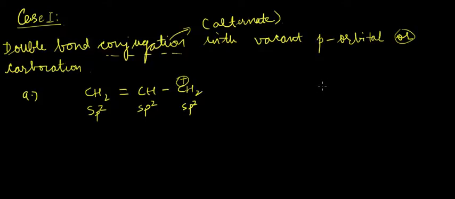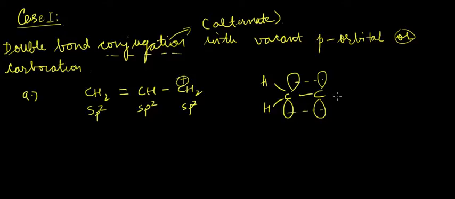So if we actually see this structure, it is something like this. We have C here, C, and a p orbital here. There is a bond between these two p orbitals, and we have a vacant p orbital here because it's a positively charged carbocation.